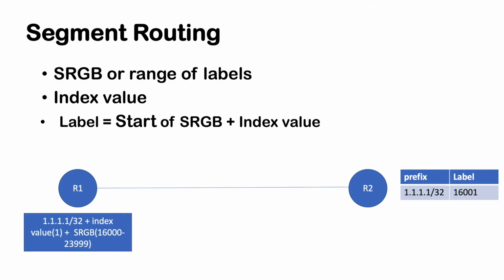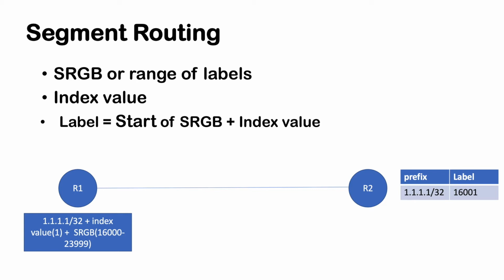Alright, so in segment routing, there are a few nomenclatures that we need to understand first. The first nomenclature is SRGB, or Segment Routing Global Block. This value is a range of labels and it is configurable on the router. In general, on a Cisco router, the range is 16,000 to 23,999.